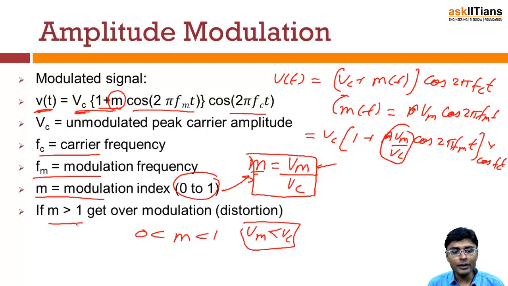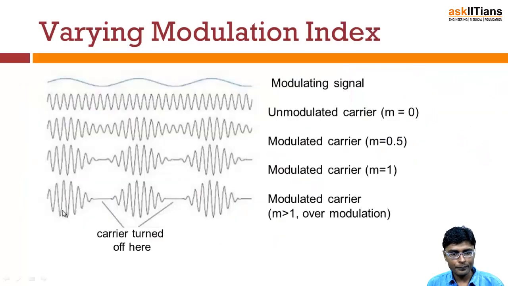If the value of m is greater than 1, then what will happen? In that case we say there is overmodulation, and the result will be distortion in the signal. There will be distortion in the signal if the value of modulation index becomes greater than 1. We will see this in the next slide.